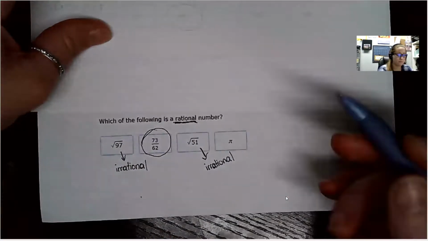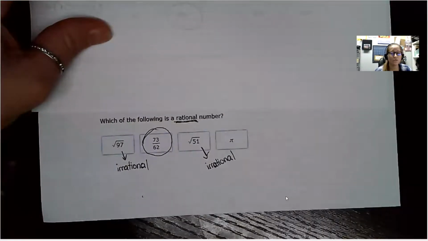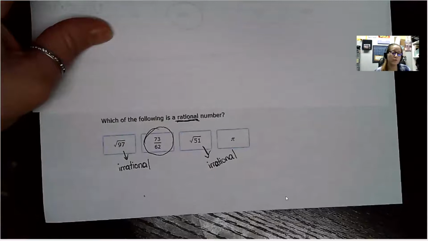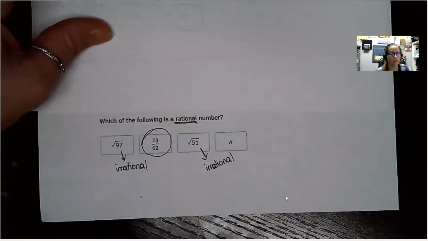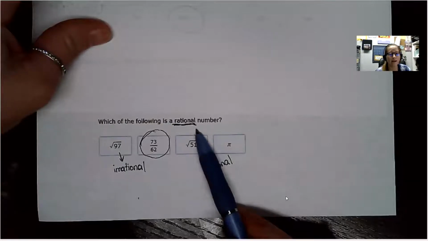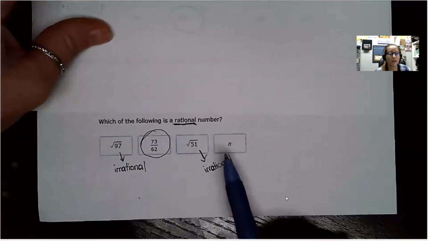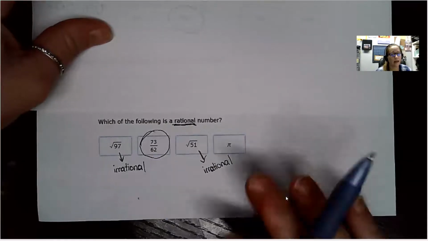Okay. So you're going to do the same thing, like I said, that you were doing with those questions where you're looking at one number, but now you're going to look at all of them and you're going to decide. You're just going to read the instructions. If they're looking for a rational number, you're only going to pick out the rational number. If they're looking for an irrational number, then you want to pick out that irrational number.